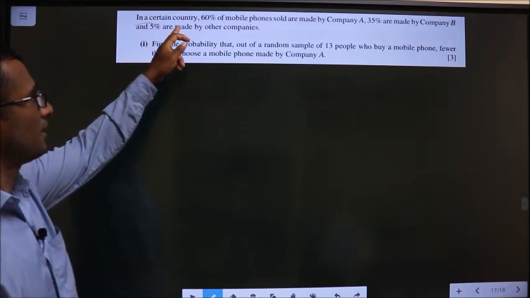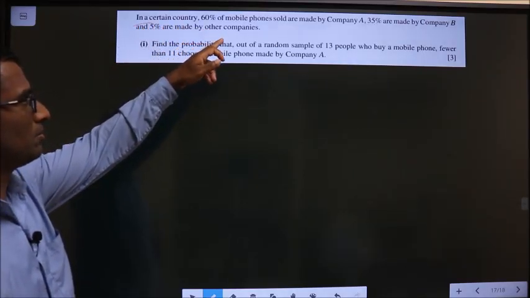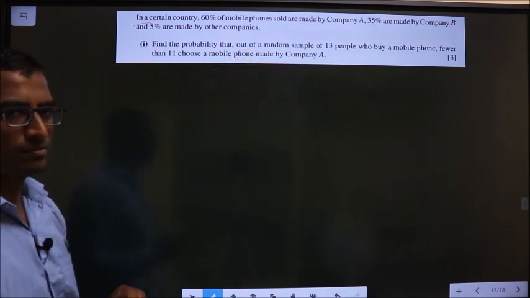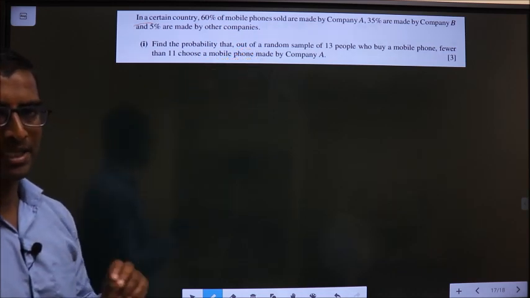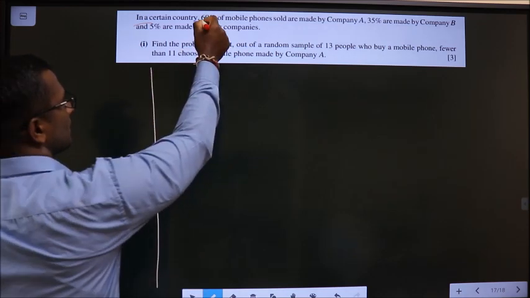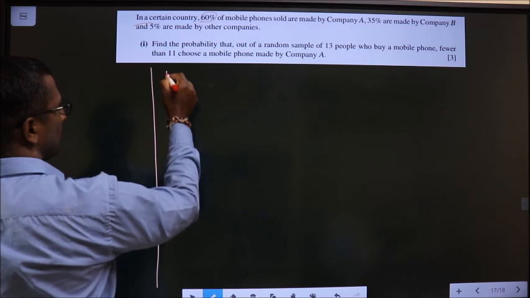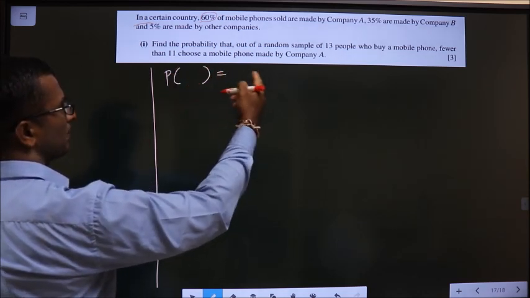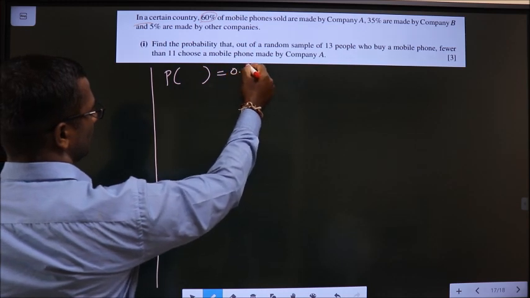In a certain country, 60% of mobile phones sold are made by company A. You have come across information, make a note. See man, here 60% is nothing but probability. So the probability a phone sold is made by company A is 60%, that is 0.6.